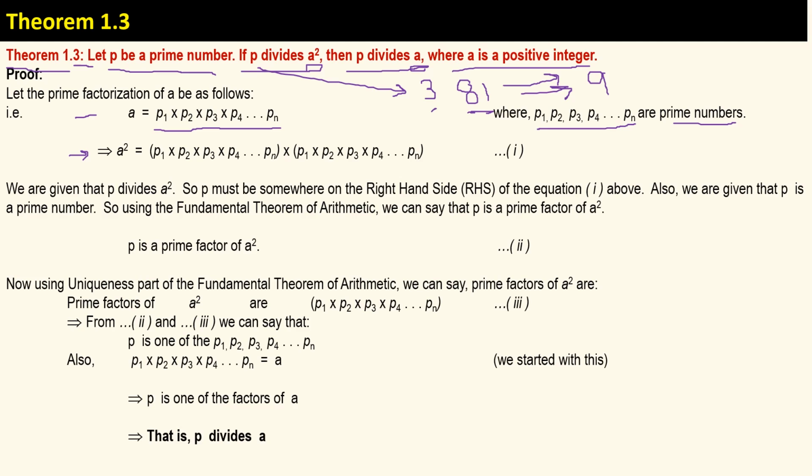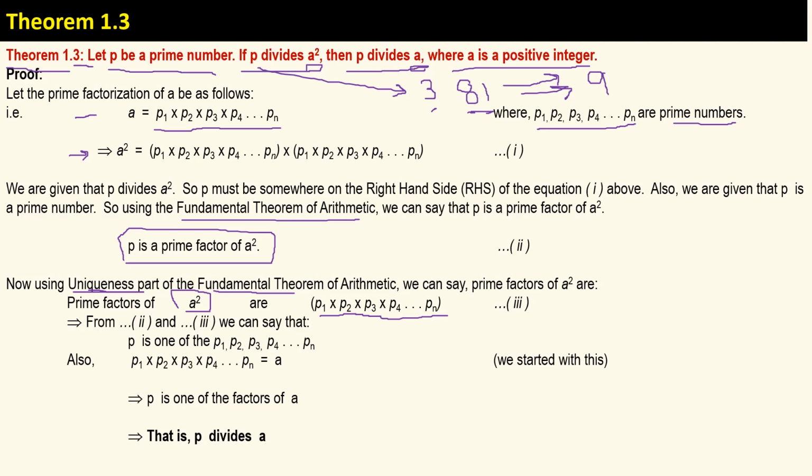So now by using the fundamental theorem of arithmetic, we can say that p is a prime factor of a square. And again, by using the fundamental theorem of arithmetic and its uniqueness part, we can say that the prime factors of a square are p1 multiplied by p2 multiplied by p3 and so on.